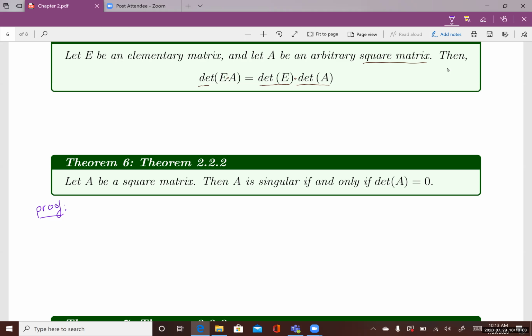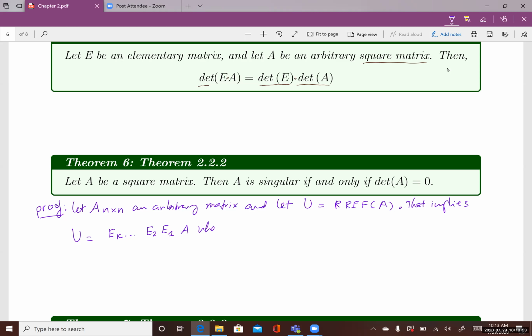If we have a matrix A, an n by n matrix, and let U be the reduced row echelon form of A. Okay, so you reduce this matrix to U. That implies there exists a series of elementary matrices that would take us from A to U: U equals Ek, ..., E2, E1 times A, where the Ei are elementary matrices.